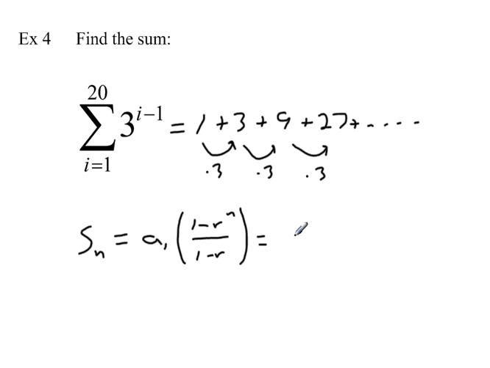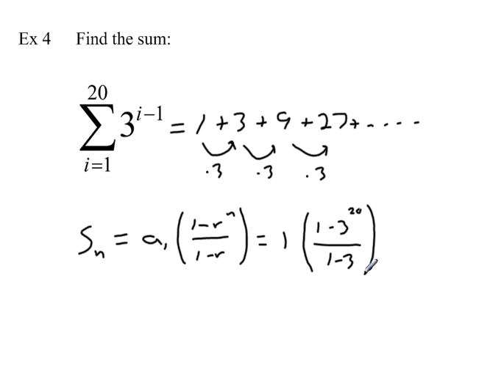So let's see here. The first term is 1, times, in parentheses, 1 minus r, where r is the common ratio, which in this case is 3, to the nth power. n is the number of terms. Well, if you start at 1 and go up to 20, you're going to have 20 terms, over 1 minus r.